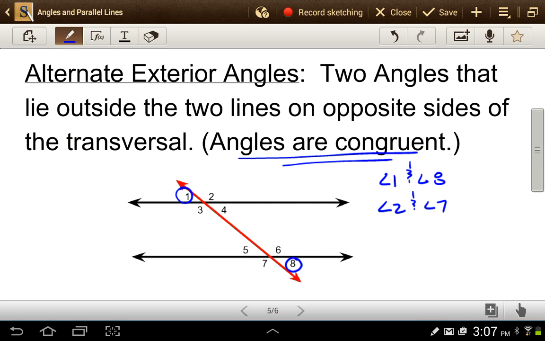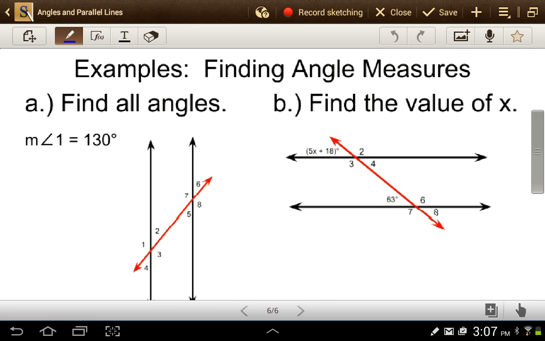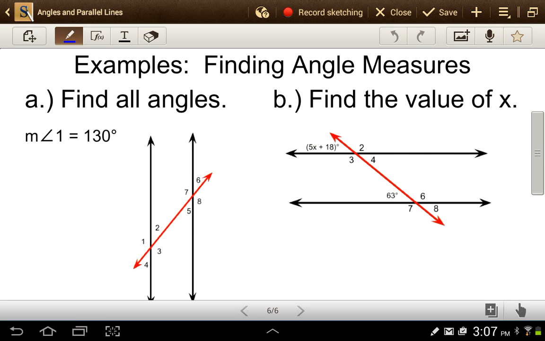If you need to pause, go ahead. Otherwise, I'll be moving on to the last example. In the last example, we're going to find angle measures. In the first example, A, I want you to find all the angles. This one is a simple problem, but I want you to be able to go from one set to the other set. If I tell you that the measure of angle 1 is 130 degrees, then I want you to find all the other angle measures.